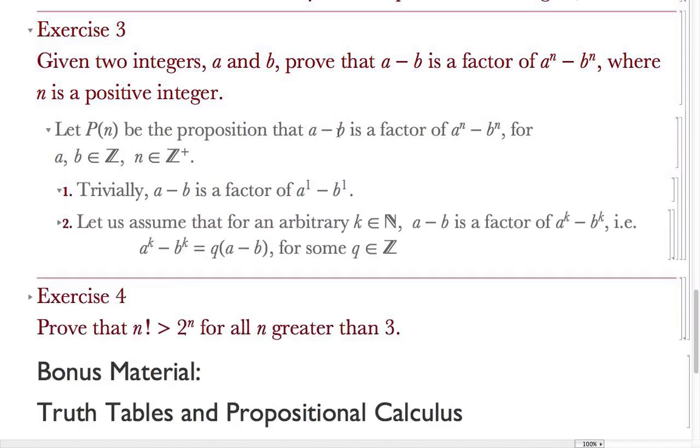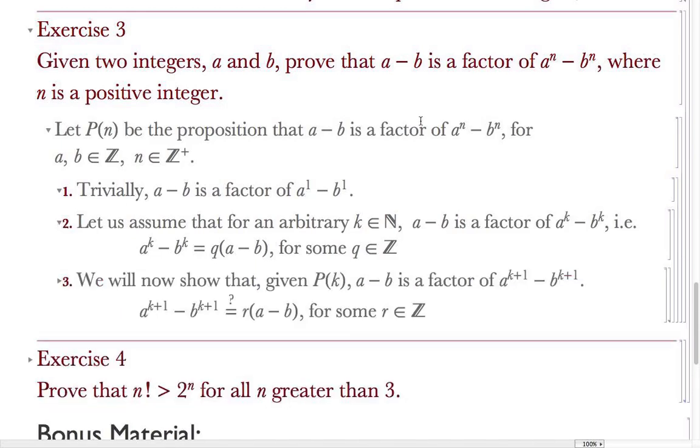Step 2, we want to assume that a minus b is a factor of a to the k minus b to the k. And so we need to write that in a way that we can use it. And again, that's what we've done here, right? A to the k minus b to the k is equal to q times the quantity a minus b, where q is some expression in a and b. I don't know what it is. I don't need to know what it is. Q is an integer because a and b are integers. But if a and b were not integers, if a and b were more variables or something, then q correspondingly would be of a different type. So we're assuming this equation is true.